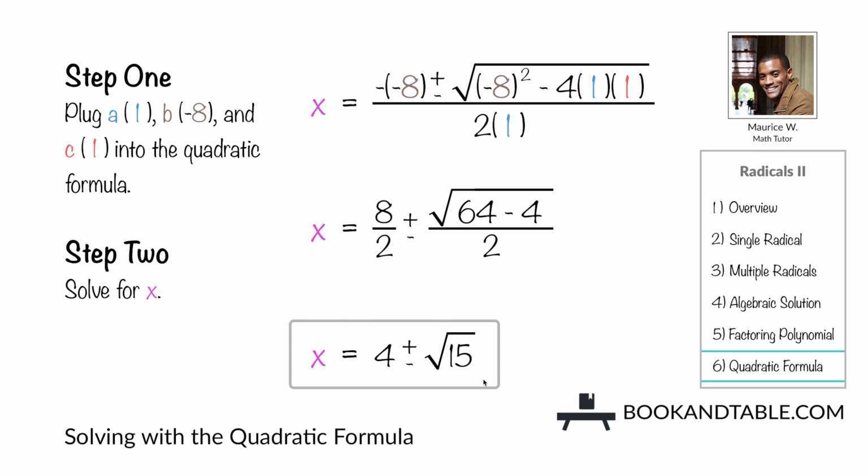That is how you utilize the quadratic formula in relation to radical equations. You remove the radical signs, you create the polynomial, and if the polynomial cannot be factored, you plug the respective values into the quadratic formula to solve for x. And then you can check the answers the way you normally would by plugging them into the original equation.